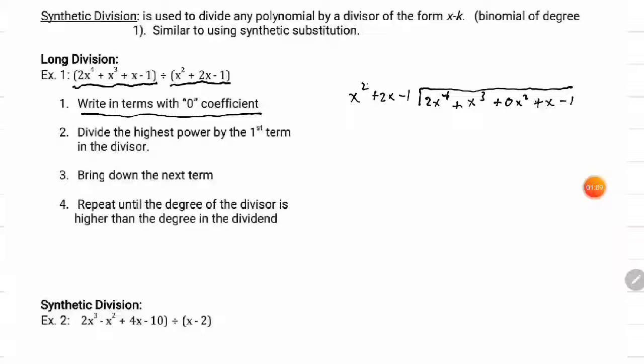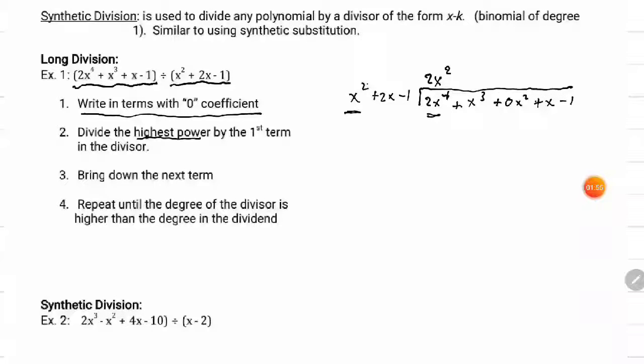Now I'm going to ask myself, how many times does x squared go into 2x to the 4th? I'm looking at my highest power. I'm trying to divide the first term by the divisor. How many times does x squared go into 2x to the 4th? Well, we need 2x squareds. Another way to look at it: what do I have to multiply x squared by to get 2x to the 4th? I need to multiply it by 2x squared. Okay.